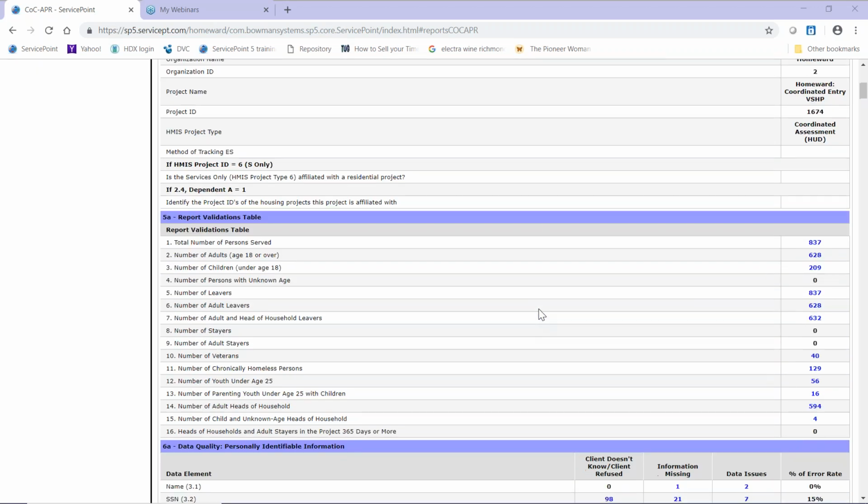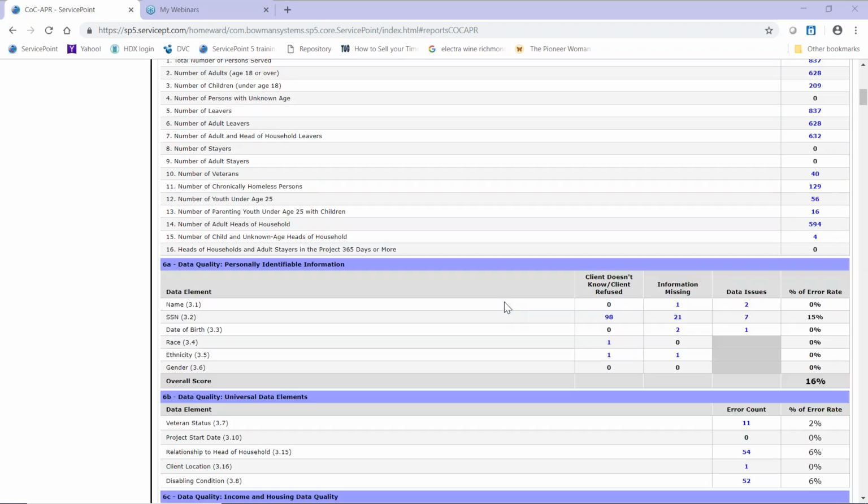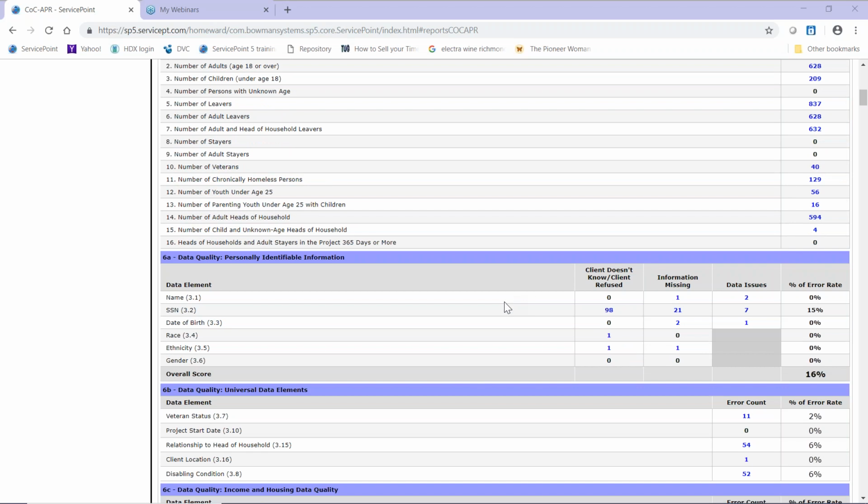So for this particular program that we have run, we served 837 people, of which 628 were adults and 209 were children. Also, all of my clients have left the project, which is excellent for this project because as coordinated entry, it's an immediate entry exit. So we should not have any stayers, okay? So it then tells you about your different levels of data, and then we get into question 6.